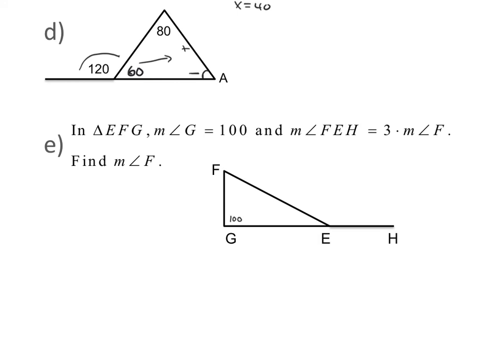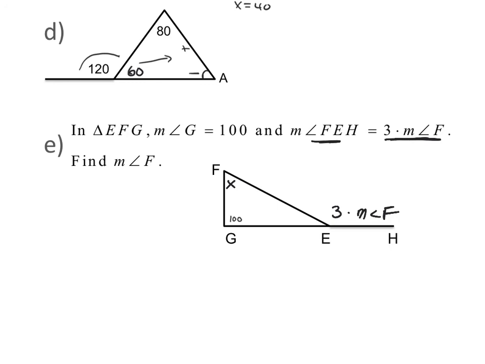And then it says that angle FEH, the exterior angle, is equal to 3 times angle F. But angle F can just be represented as x. Do you see what you did there? It said that FEH, the exterior angle, is equal to 3 times the measure of angle F, so I just wrote that there. So would angle FEH be 3x? Yeah, exactly.